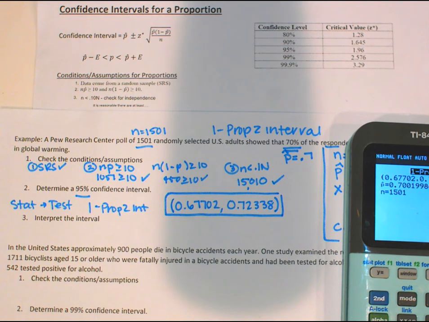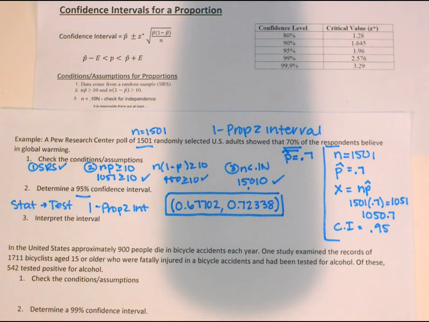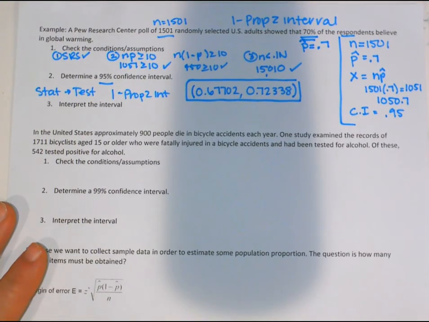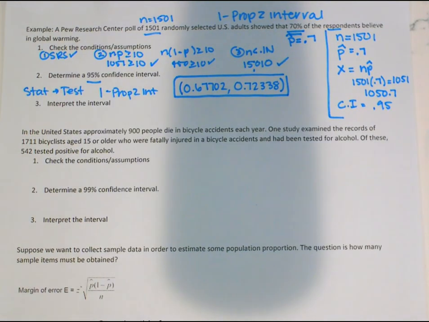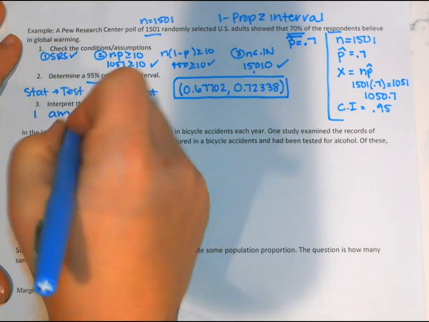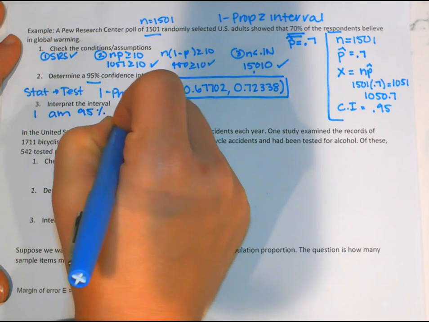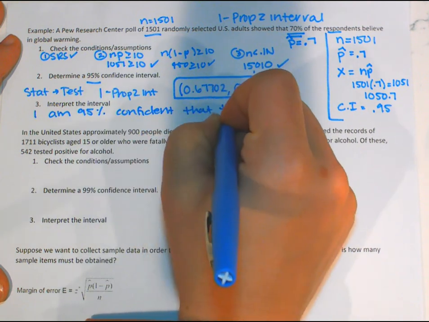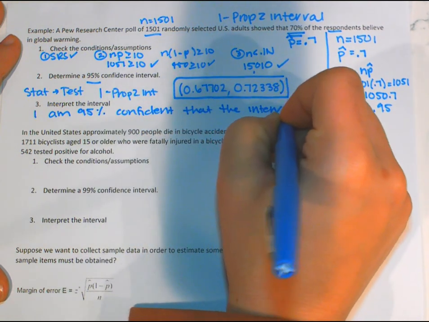All right, so then we're going to interpret this interval. Like I said, we're going to interpret all of our intervals basically exactly the same. The structure is going to be pretty much the same for every confidence interval that we interpret. So we're going to put I am, and then whatever percentage we did, 95% confident that the interval, and we state the numbers that we found.